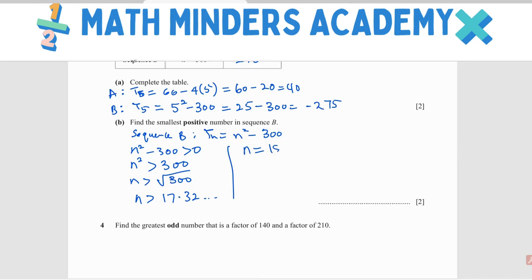So n is 18, but that's not the value that we are looking for. We are looking for the particular value in that sequence that's actually the smallest positive number. It is the 18th term. Here it is the 18th term that is actually the smallest positive number. And that 18th term is going to be 18 squared minus 300. That gives us 324 minus 300. And that will give us 24. So 24 is the smallest. 24 is the 18th term of this sequence and is the smallest positive number.